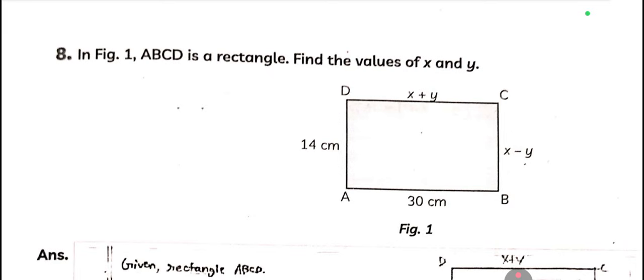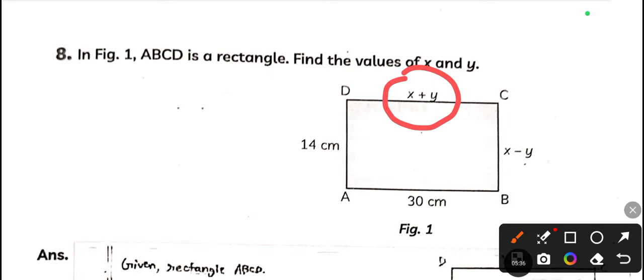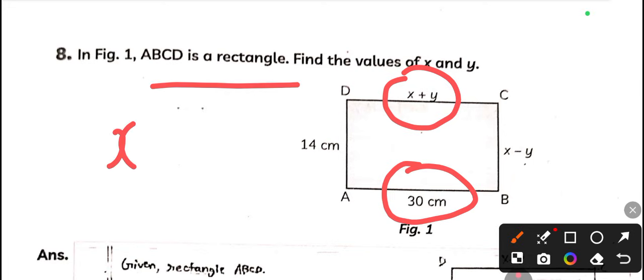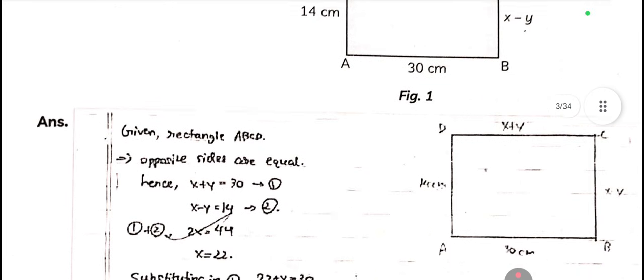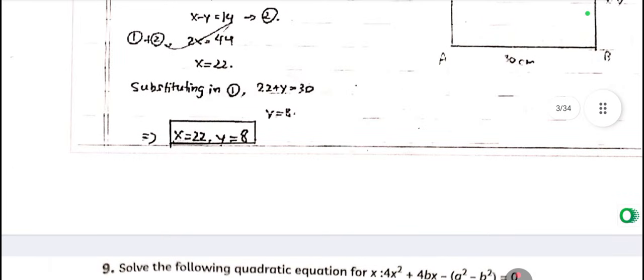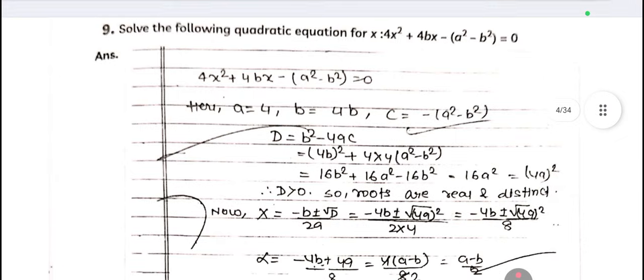Eighth question is one of the familiar questions. They asked in the board, very easy also. We wanted to just equate. We know opposite sides of the rectangle are equal. They themselves said it's a rectangle. So x plus y equals 30. Same way, x minus y equals 14. You don't expect they should give it directly. We should know opposite sides are equal. Solve and get x is 22, y is 8.